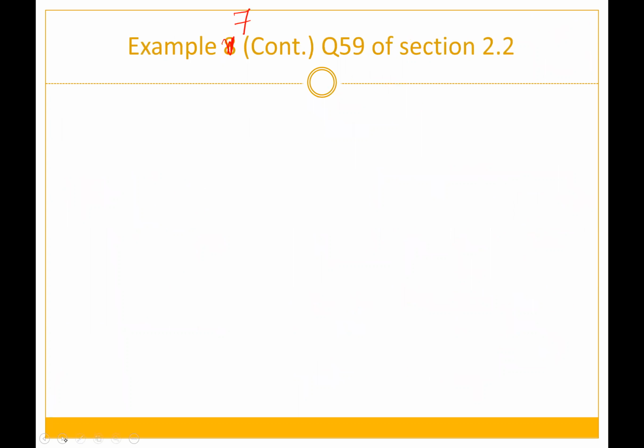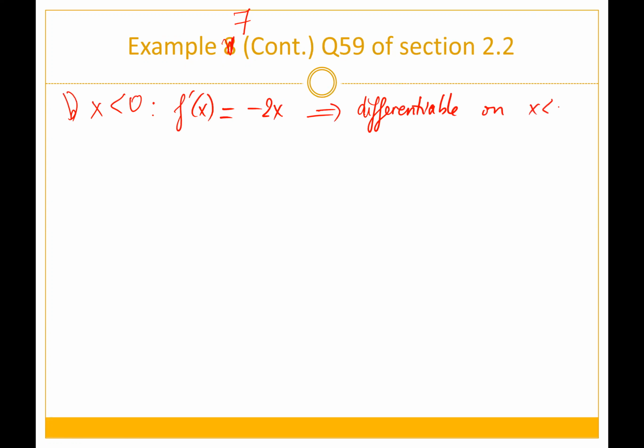Similarly, if you do the same thing for x smaller than 0 using the same definition, you can find f prime of x is going to be negative 2x. And this is another polynomial. So another conclusion is that f is also differentiable on x smaller than 0, or negative infinity to 0. So the special point that we have is x equals 0. That's why we have to find out if f is going to be differentiable from negative infinity to infinity or not.